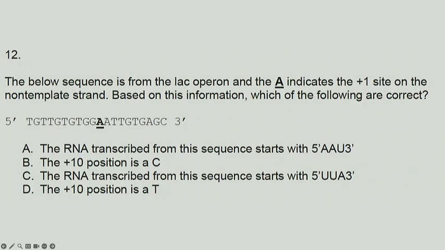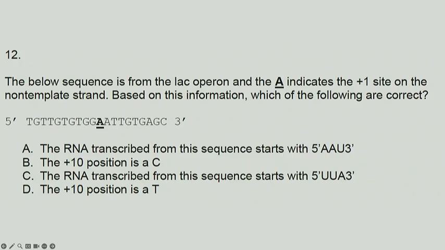So I'm going to cheat a little bit for convenience. This is your +1 on the non-template strand, right? On the non-template strand, the plus goes in the 3' direction because the non-template strand is the coding strand. It has the same sequence as the RNA. So this is going to be your +5. This is going to have the same sequence as the RNA with thymine swapped out for uracils.